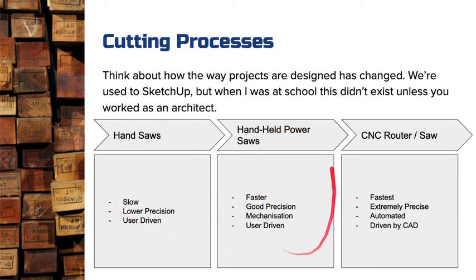Then when you get to year 11 and year 12, you start to be able to use some of the handheld power saws, like the circular saw and the drop saw, for example. They're faster, and a little bit more precise. It's an example of mechanization. The human's still in charge of the machine, but the machine does the work.